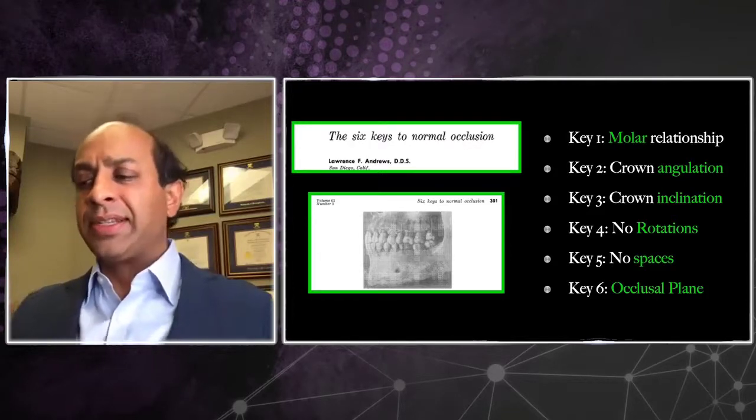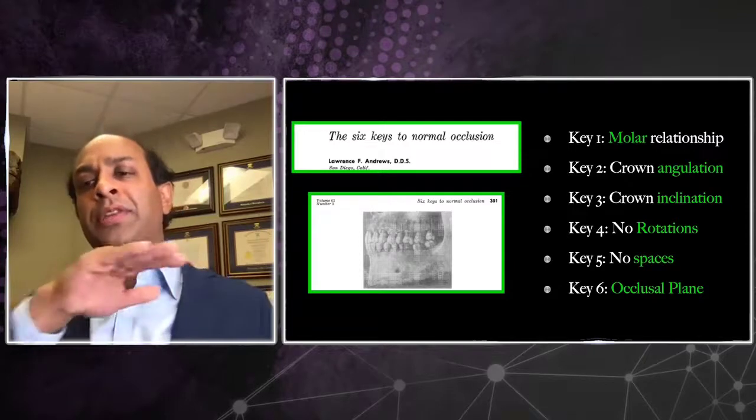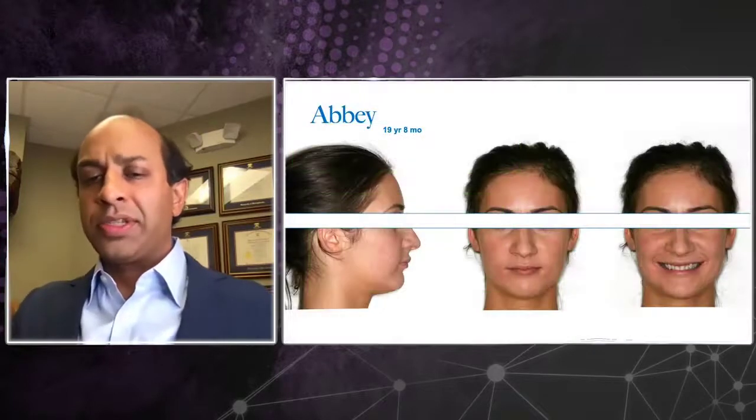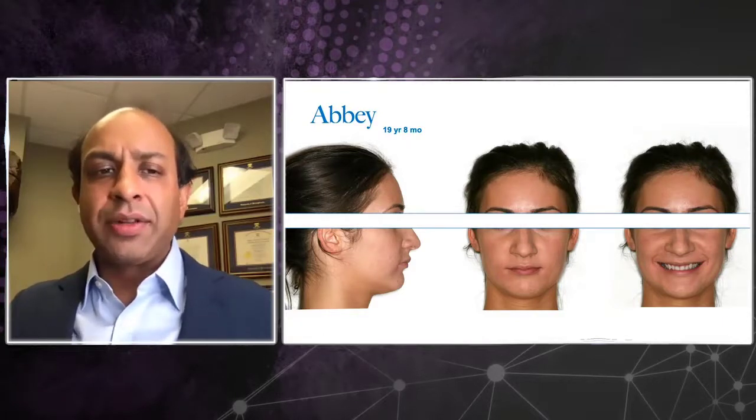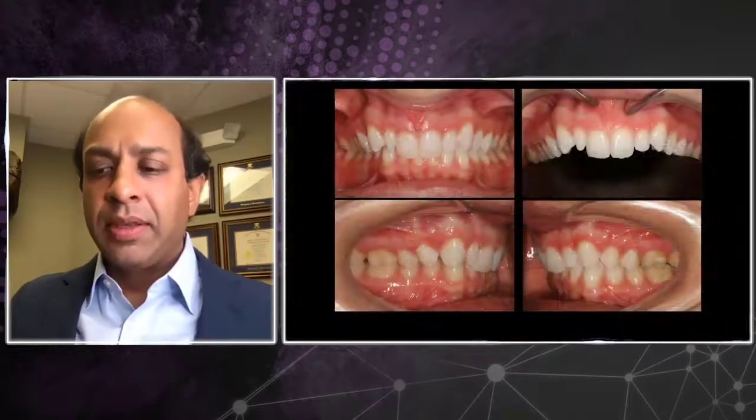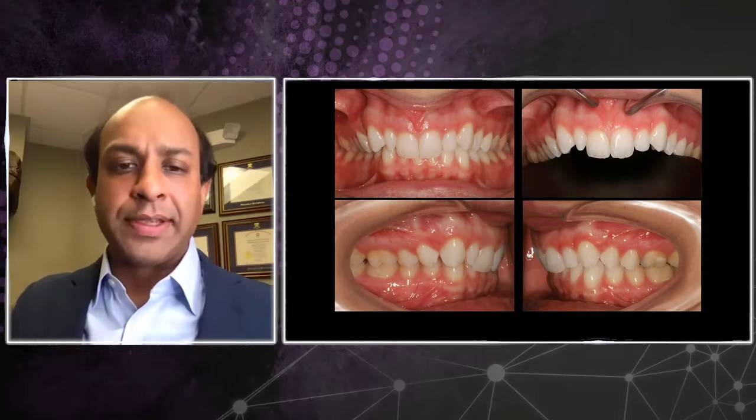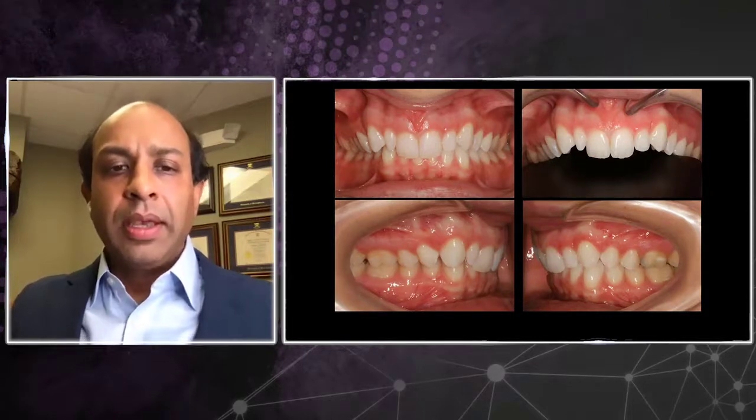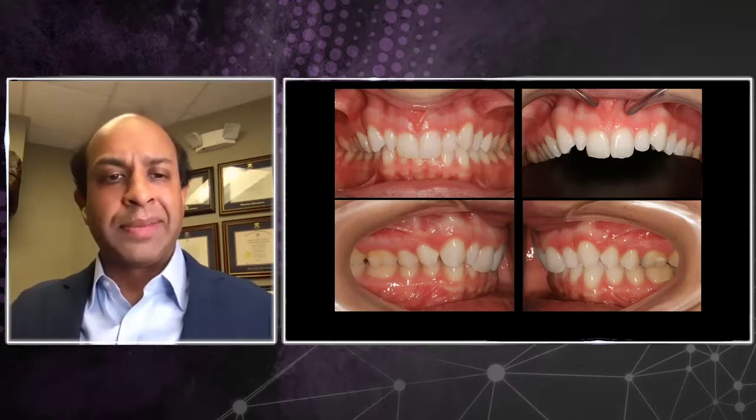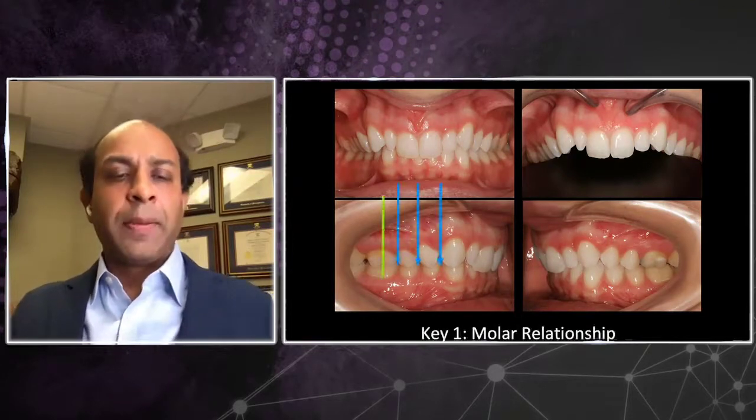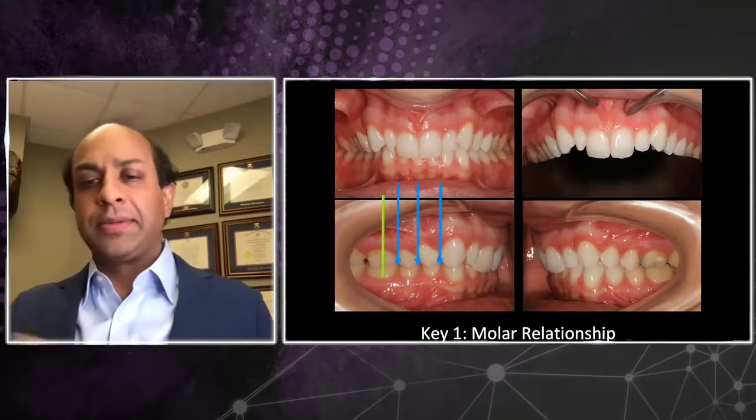And key number 6 is ensuring that our occlusal plane is relatively flat or at most a very mild curve of Spee. So let's take a look at a patient example. This is Abby that presented to our office. And these are her intraoral photos. I'm sure there's some things that you're catching right now at an initial glance.